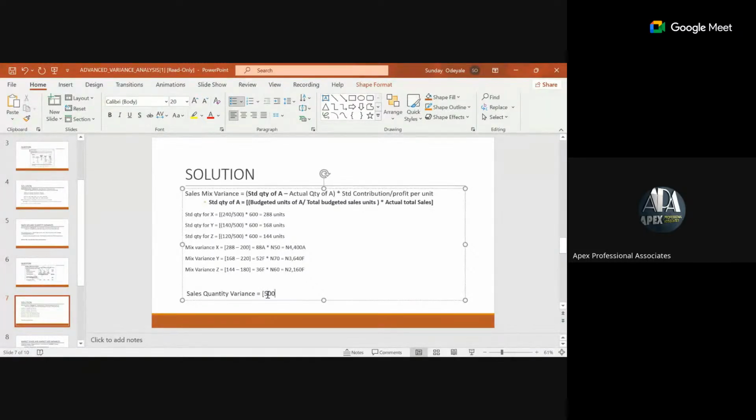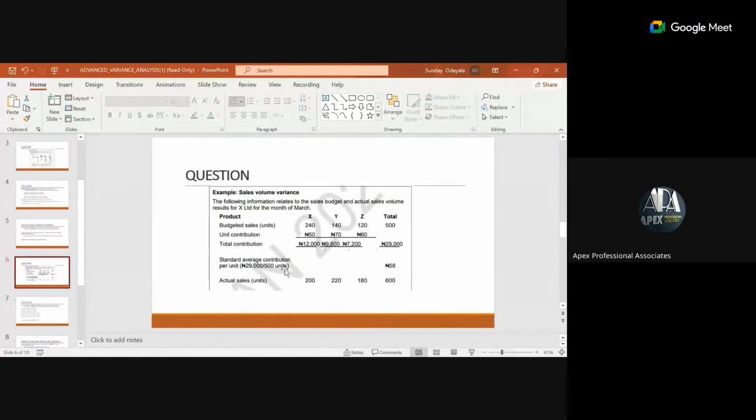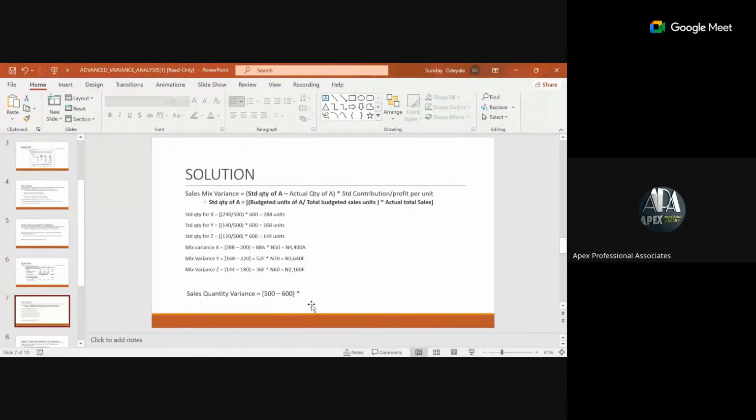So 500 minus 600, and like I mentioned again, they've given us the average contribution. This is it right here. The standard average contribution per unit is 58. Now I want to believe that we all understand when to use average contribution and when to use average profits. I want to believe we all do. If you don't, you can keep the question for when we enter question and answer session.